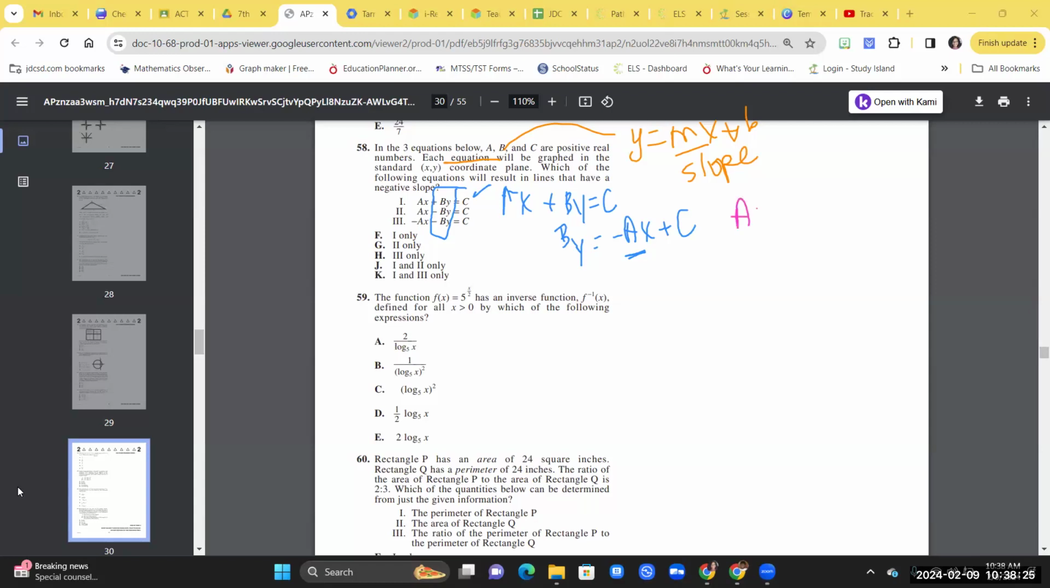Second one, AX minus BY equals C. Negative BY equals negative AX plus C. B is negative, so we need to divide by -1 on both sides, which will change all our signs. So BY is equal to AX minus C, which is positive.